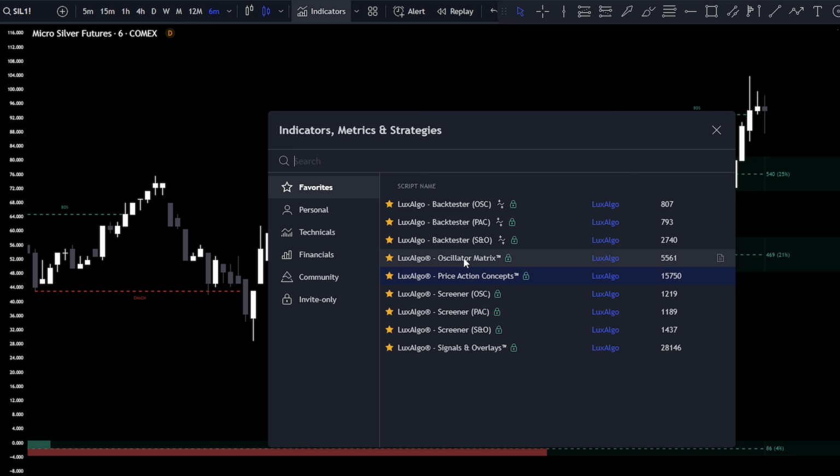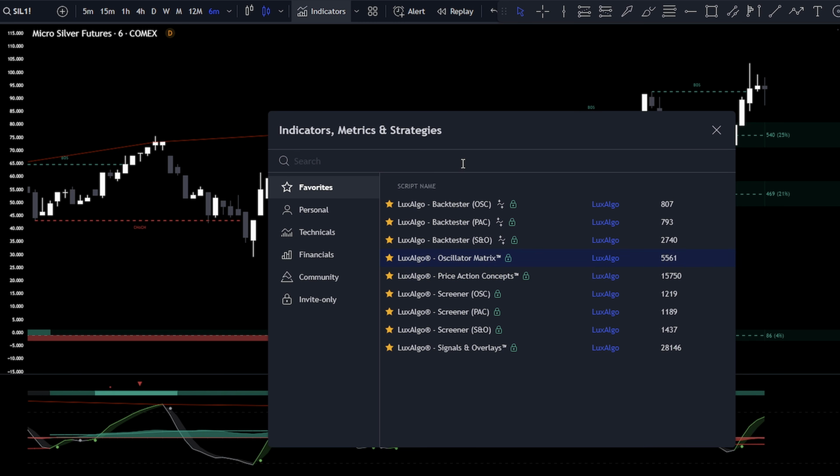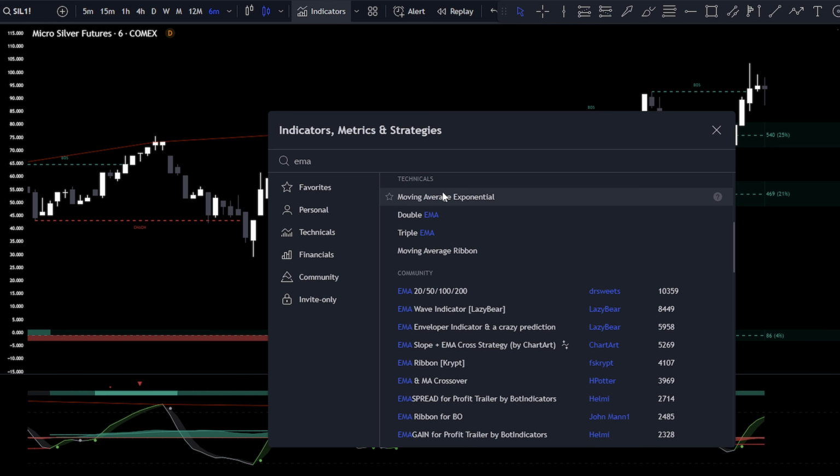For our second indicator, we want to use this one, the Oscillator Matrix. And for our third indicator, we want to search for exponential moving average and add it to our chart.